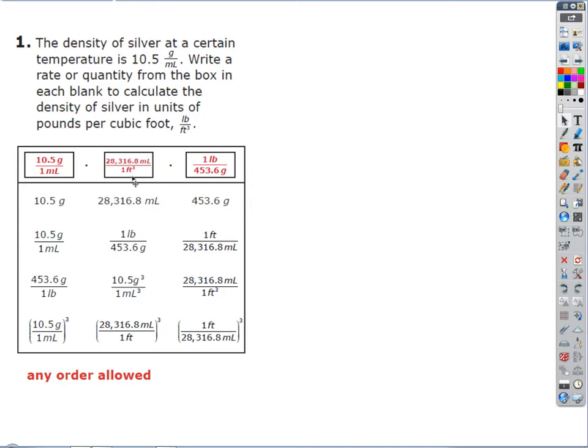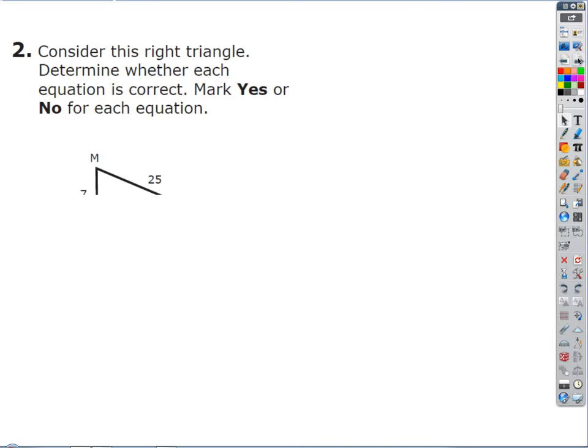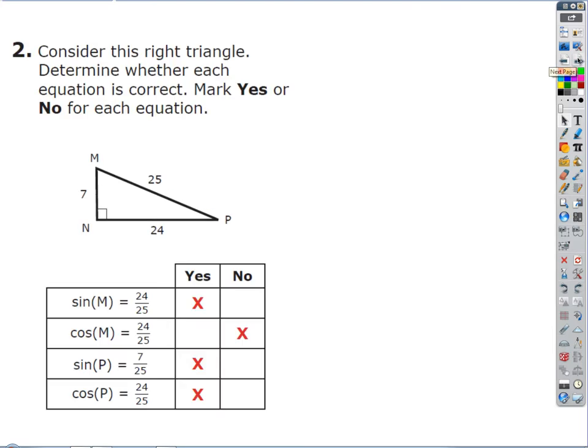But I guarantee you, any order's allowed, doesn't matter. I guarantee you, very few people are going to get that one, because you guys are in chemistry, you're going to get it, you know. Probably not. So, honestly, I'm going to look at it and be like, that's a lot of work.